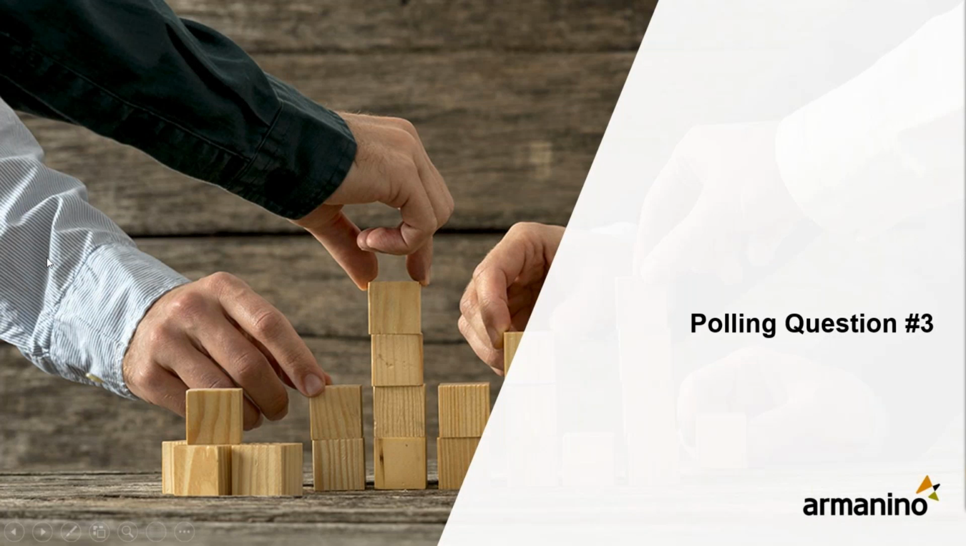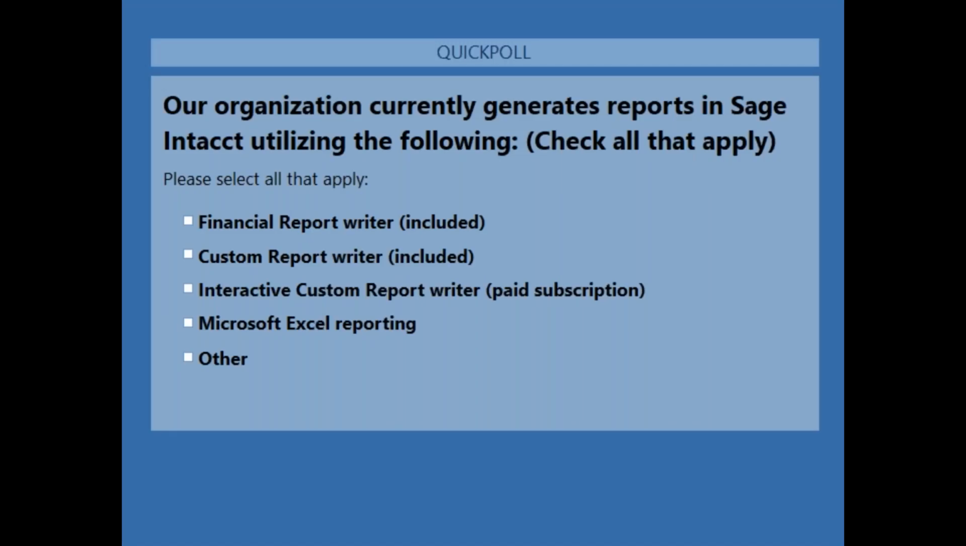Excellent. All right, we're going to get into reporting and insights, but let's do a quick polling question number 3, relating to reporting in Intacct. Curious what report writers everybody's using. So does your organization use the financial report writer, which is included, the custom report writer, which is included? Do you have the interactive custom report writer, which is a paid subscription? Do you still do all your reporting in Excel or other? How do you do your reporting these days?